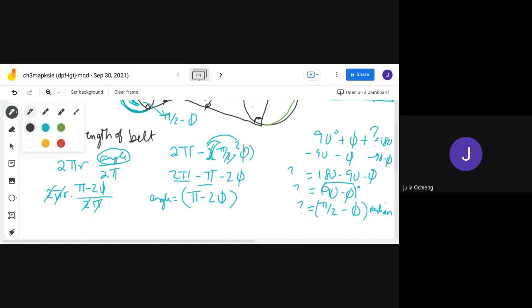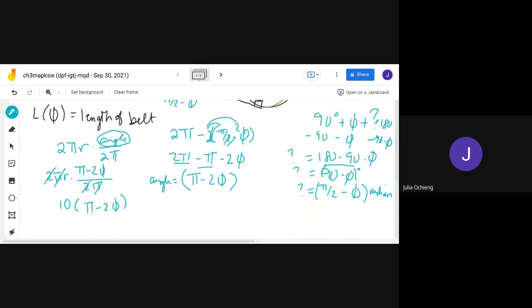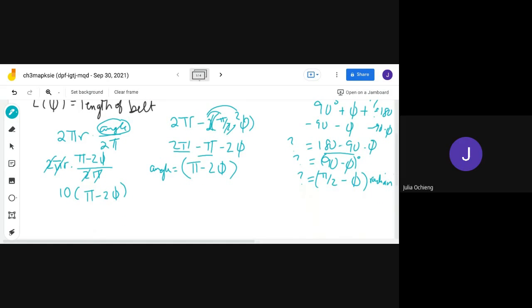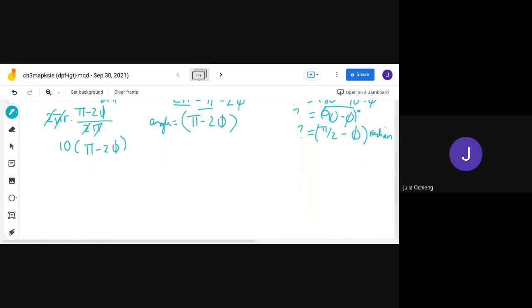So the smaller circle's radius is 10, so I put 10 for the value of r, times pi minus 2 phi. So the length of the belt is going to be, so far, I put it at the very bottom here. If I distribute that, 10 pi minus 20 phi.